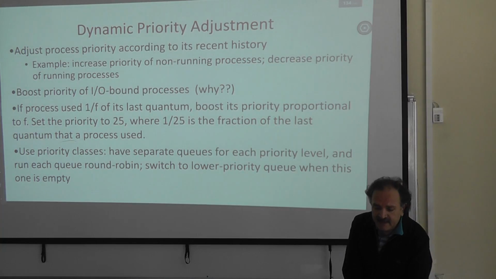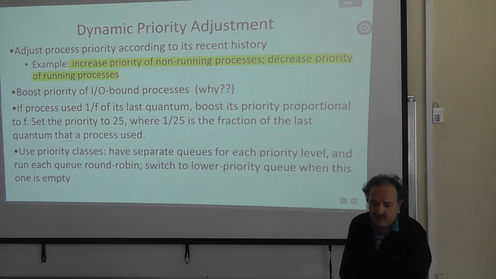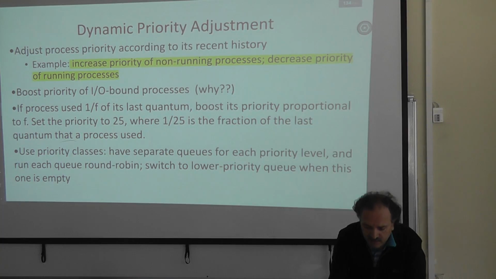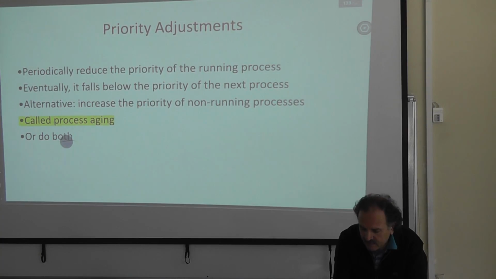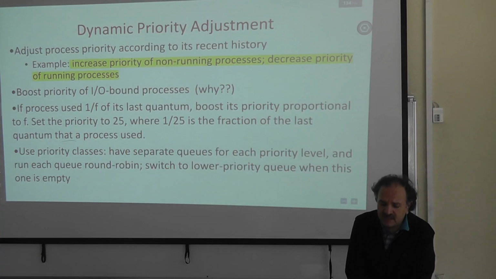There is one technique that automatically adjusts the process priority according to its recent history. Okay, it says that increase the priority of non-running processes, decrease the priority of running processes. So it is doing both of them. It decreases the running processes and increases the non-running processes. So how does it do this?